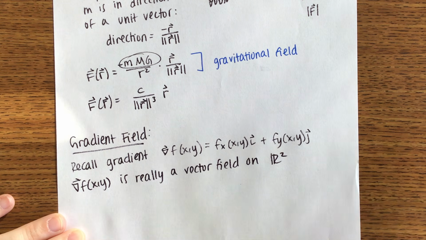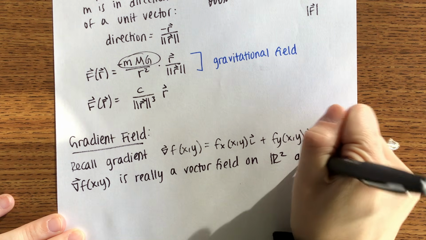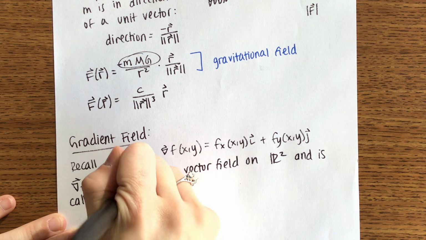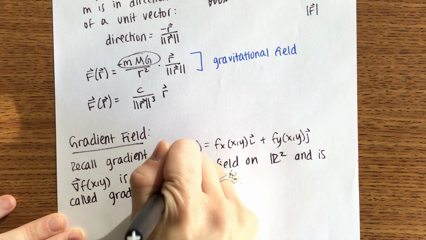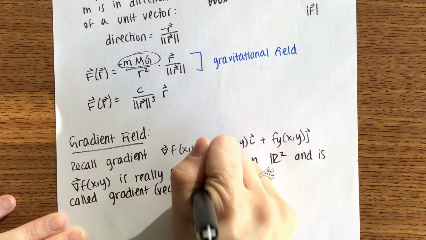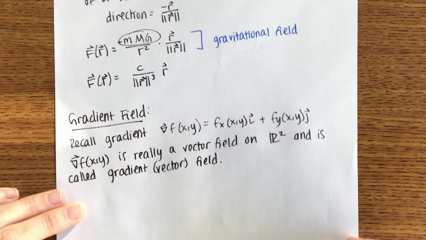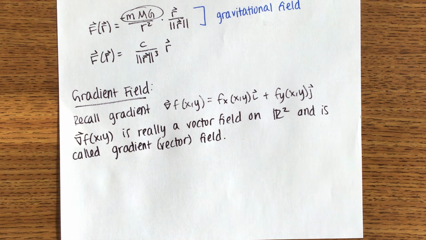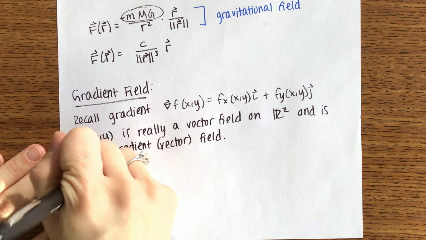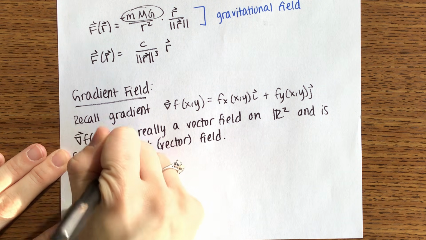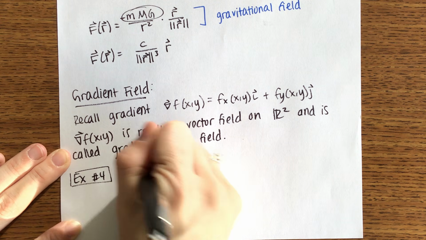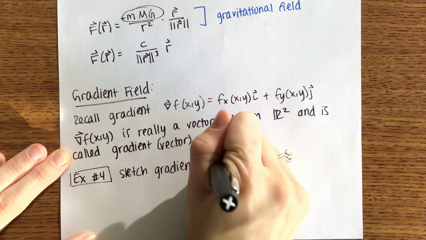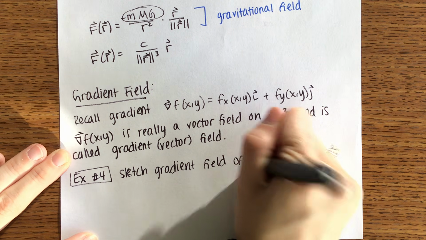In 2 space. You can also do it in 3 space. And this is called a gradient vector field. Sometimes it's just called a gradient field. Sometimes it's called a gradient vector field. So we are going to sketch the gradient field of the following function.